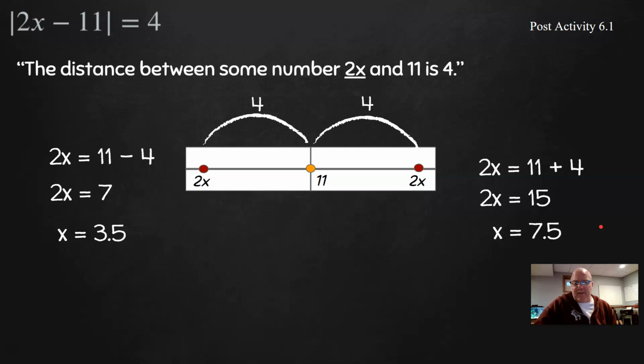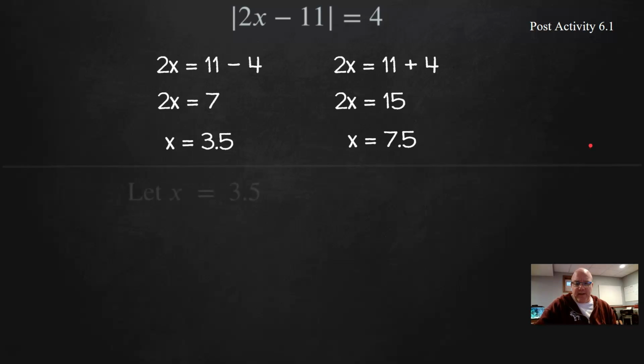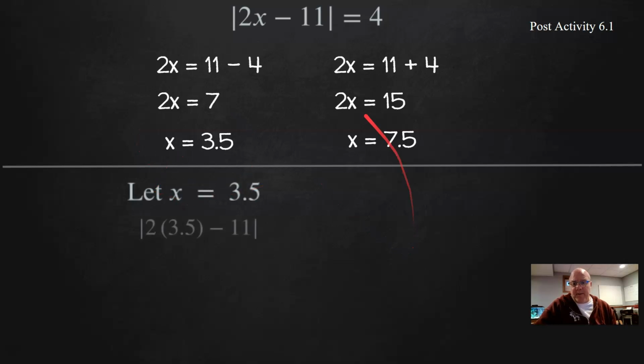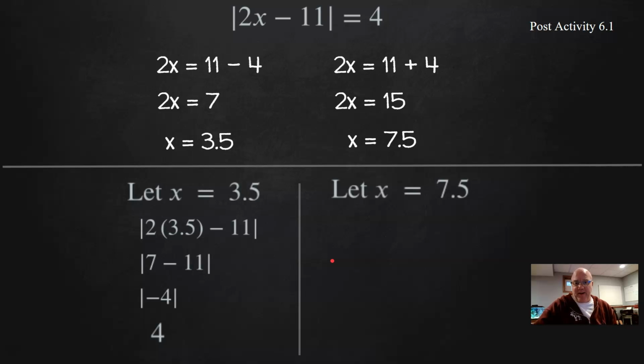Now we could trust the math and just say, okay, these are the 2 answers, but let's convince you that these answers actually work. So our first solution was 3.5. So we're going to let x equal 3.5 and substitute 3.5 into my absolute value equation. 2 times 3.5 minus 11. I want to know if that gives me an answer of 4. Well, 2 times 3.5 is 7. The absolute value of 7 minus 11 is the absolute value of negative 4, and the absolute value of negative 4 is 4. So that works.